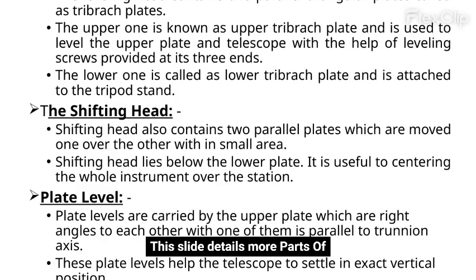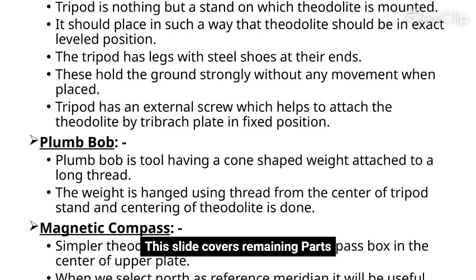This slide details more parts of theodolite: the leveling head, which contains 2 parallel triangular plates, tribrach plates, with the upper one used to level the telescope and the lower one attached to the tripod stand; the shifting head, which contains 2 parallel plates moved over each other for centering the instrument; and plate level, which helps settle the telescope in a vertical position.